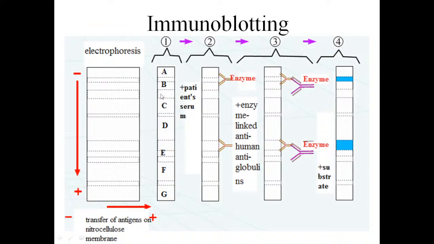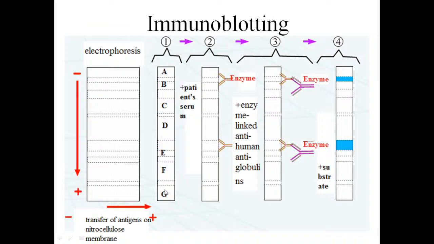A, B, C, D mean different antigens. For example, let's imagine that we isolate 7 different antigens from the HIV virus. So we place them on the surface of the nitrocellulose membrane and then add the patient's serum that must contain antibodies.